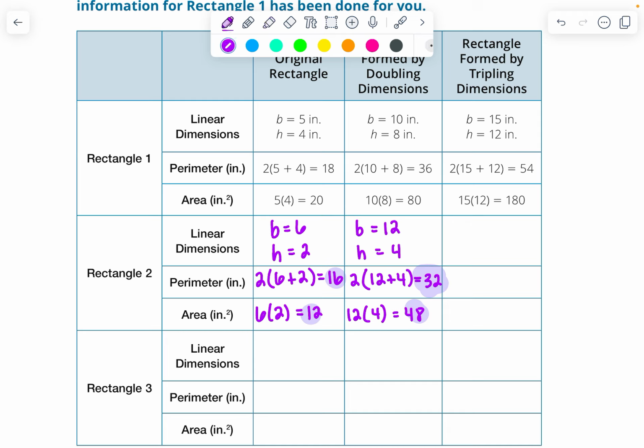And then if we triple the dimensions, 6 times 3 is 18, 2 times 3 is 6, and to find the perimeter, we could just add the 18 plus 6 and double that, and then that would give us 48. And then for area, we just do base times height, which will give us 108.